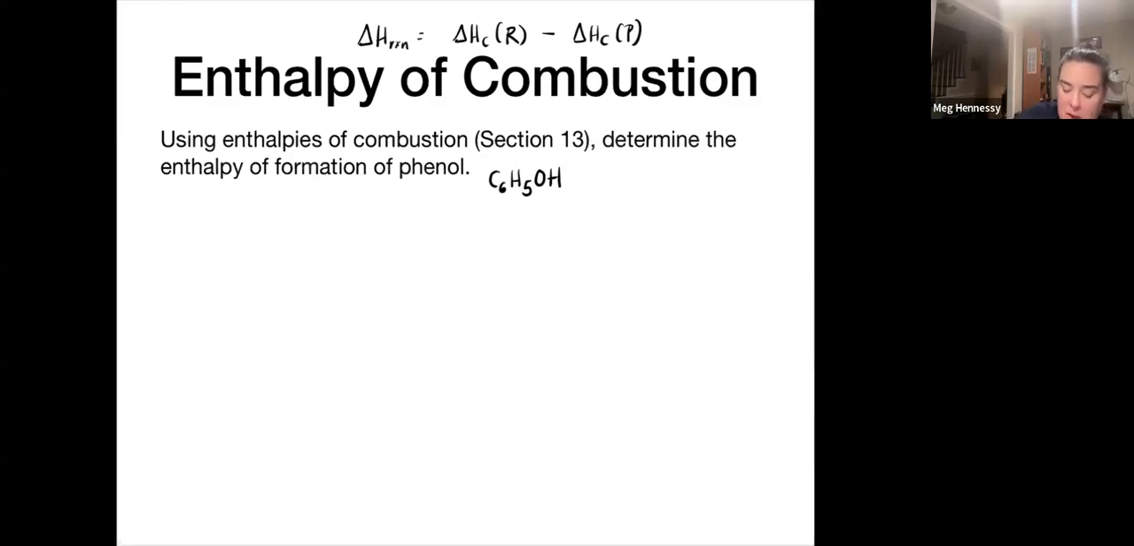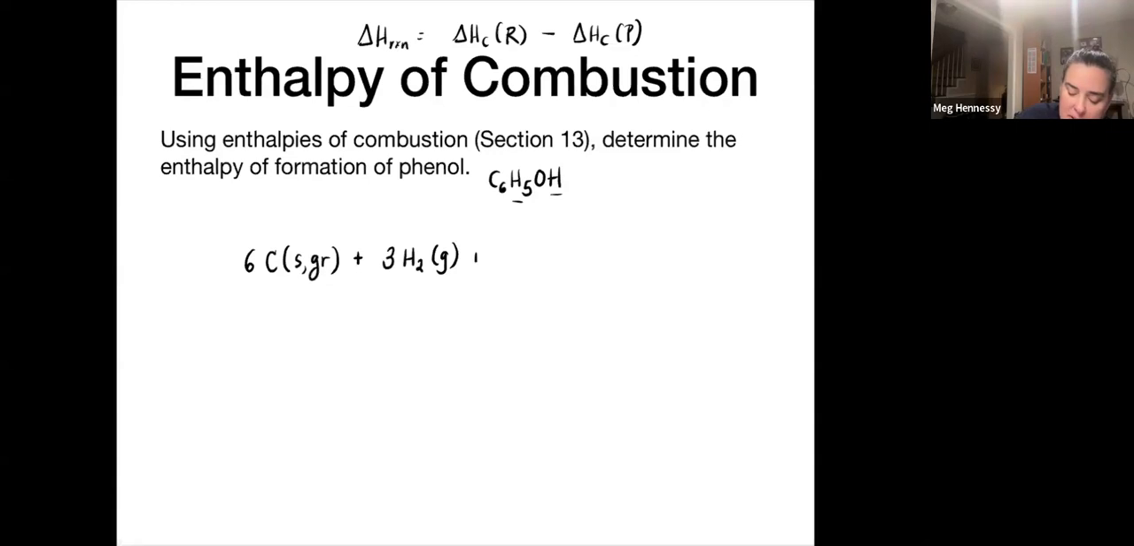So I'm going to write down the equation for the enthalpy of formation of phenol. Remember that the enthalpy of formation is defined as taking elements in their standard state to create 1 mole of my compound. And so phenol has carbon in it. So let's take some carbon graphite. And phenol actually has 6. So let's take 6 moles of carbon graphite and react that with hydrogen. Hydrogen in its standard state is a gas that's diatomic. There are 6 hydrogens here. So I'm going to take 3 moles of H2 gas.